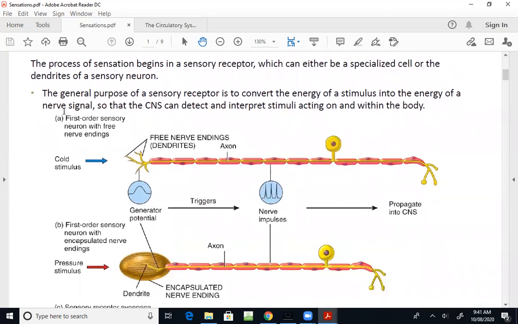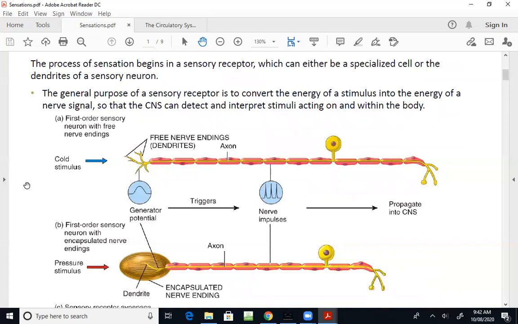Regardless, the process of sensation, doesn't matter what sensation it is, it all begins in what's called a sensory receptor, which a lot of times is just the dendrites of a neuron. In this case, we see a unipolar neuron. We're directly stimulating those dendrites with cold stimulus, which we then convert that energy from the stimulus into the energy of a nerve signal, and we then propagate that signal into the central nervous system so that we can interpret that stimuli acting within the body, and if necessary, elicit appropriate responses.